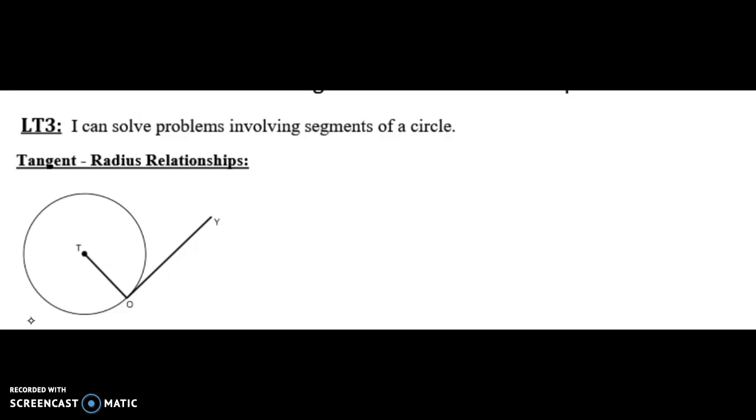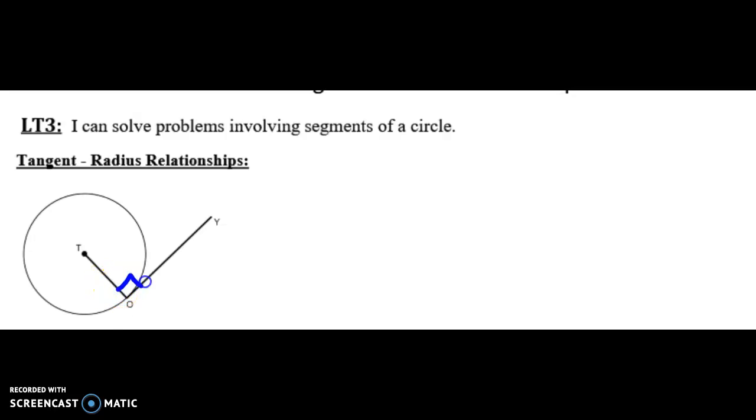So the first thing we want to talk about are tangent and radius relationships. We had talked about this a little bit earlier. If you have a tangent, which is a segment or a line that touches the circle at one point, and the radius that connects to that, this will form a 90-degree angle. And we talked about that previously in this chapter.